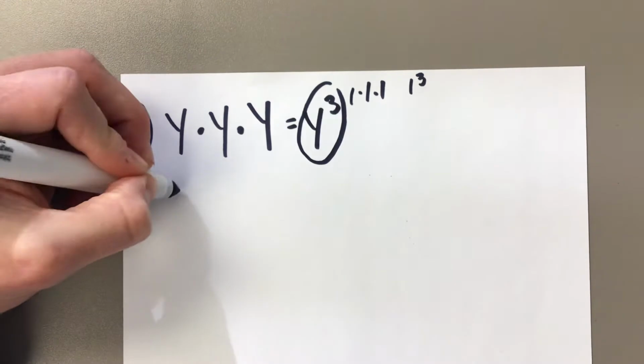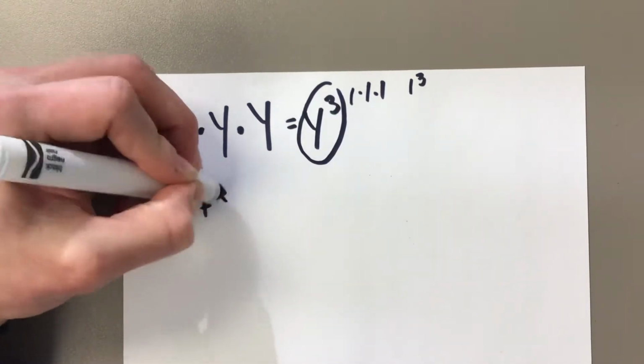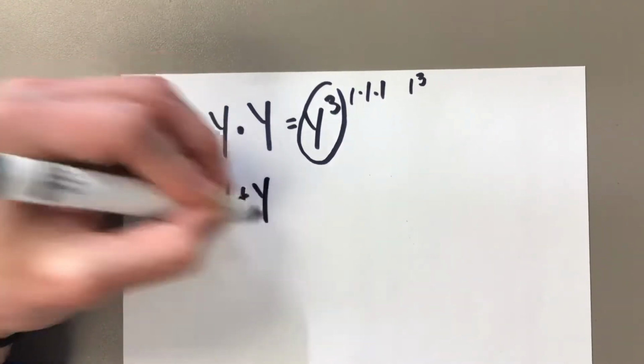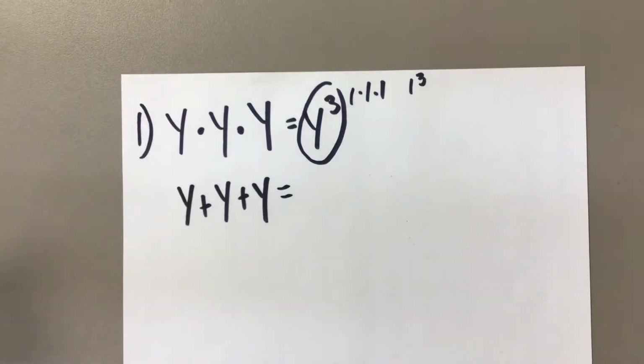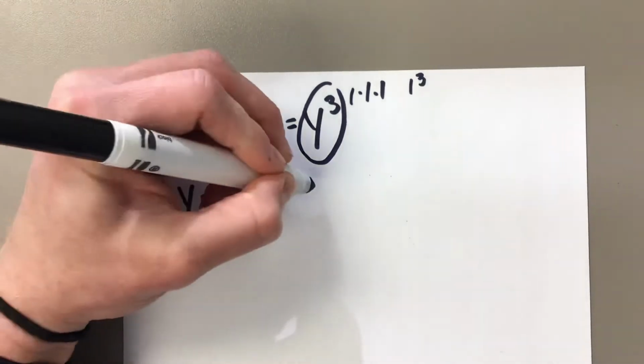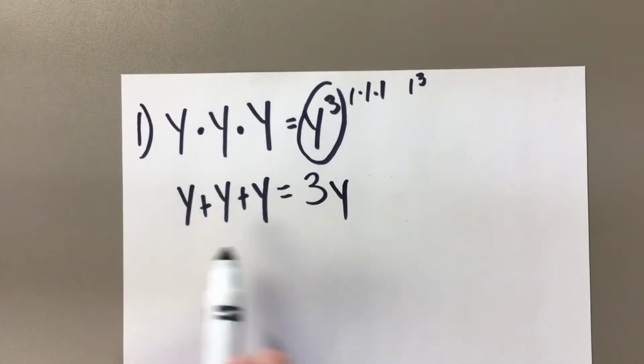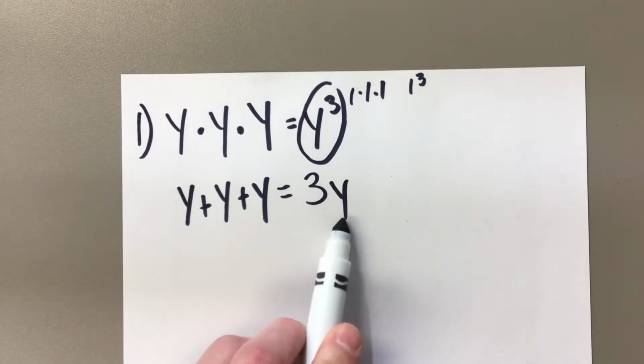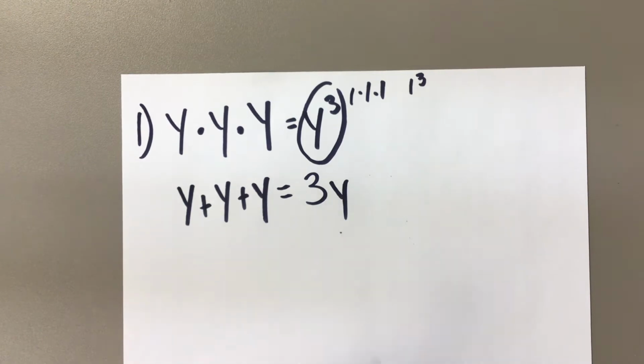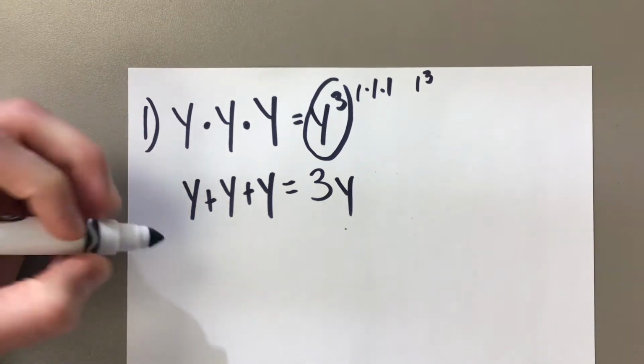But if I had y plus y plus y, when we're adding, we are going to add our number before our variable. So that would be 3y, because we have 3 y's. All right, let's try another one.